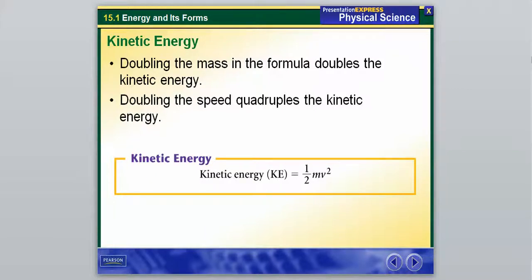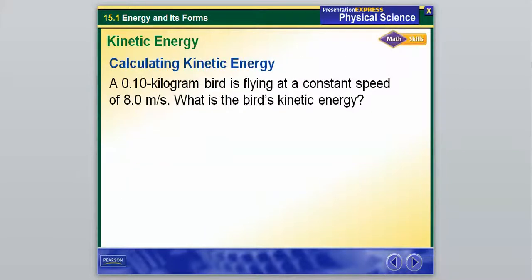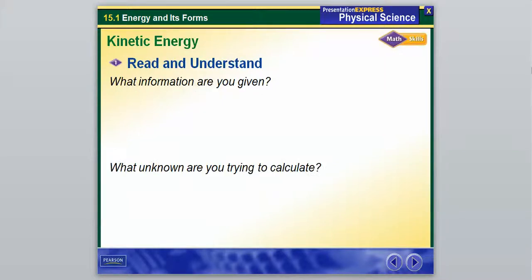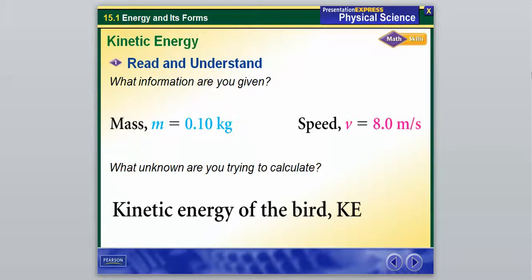So we're going to do a sample problem here. We're going to do some more in class as well. Our sample problem is a 0.10 kilogram bird flying at a constant speed of 8 meters per second. What is the bird's kinetic energy? It's pretty simple, it's just laid out here for us. First, what information are we given? They gave us our mass, which is 0.10 kilograms, and they gave us our speed, which is 8.0 meters per second.